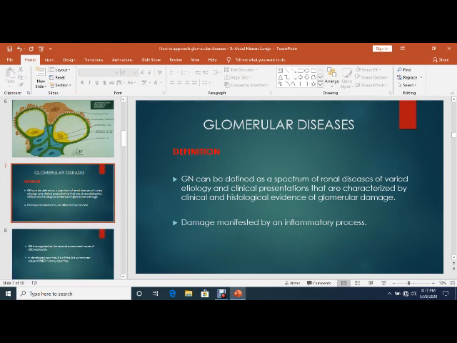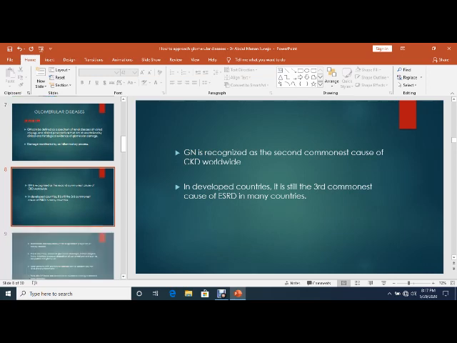Coming to the glomerular disease, basically glomerulonephritis can be defined as a spectrum of renal disease of varied etiology and clinical presentation that are characterized by clinical and histological evidence of glomerular damage. This damage is manifested by an inflammatory process.